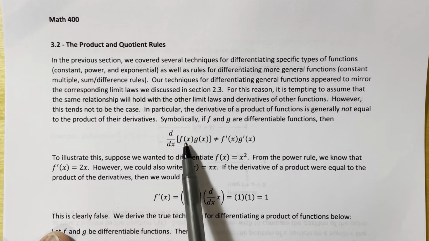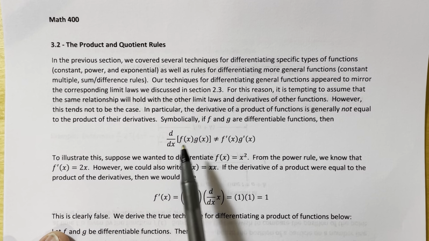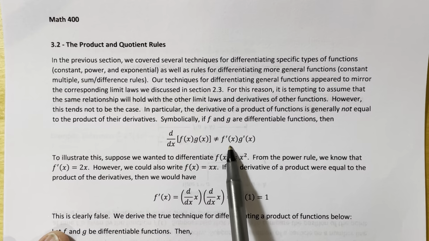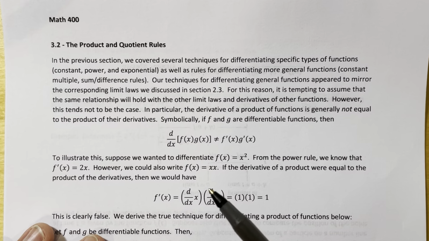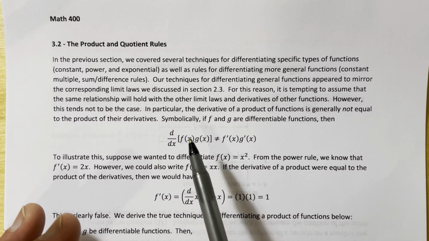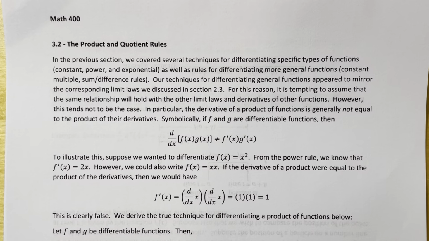So based on what we have seen so far, it's tempting to think that when dealing with a product of two functions, so f of x times g of x, the derivative of this is just the product of the derivatives. But this turns out to be false, even though we have a limit law that would suggest that something like this is true, at least in the case of limits.